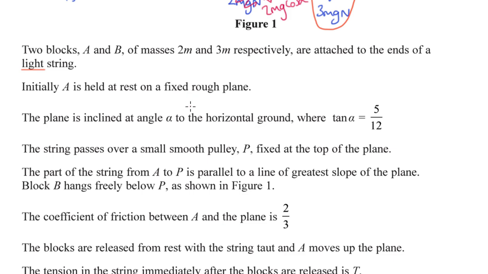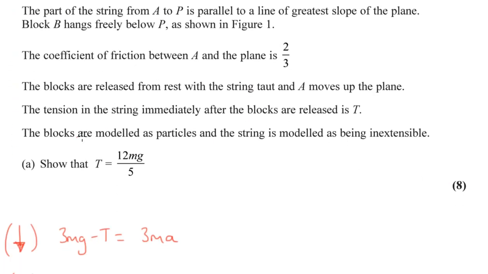We've got a rough plane, so that's fine. We can't change that. We've got an angle, that's fine. We've got a small smooth pulley. So let's make the pulley rough. That would be a second change. The string, if they told us the string's inextensible, yes they have, so there's another one. Blocks are modelled as particles and the string is modelled as being inextensible, so we could make the string extensible. So there's 3 things already that we could say.